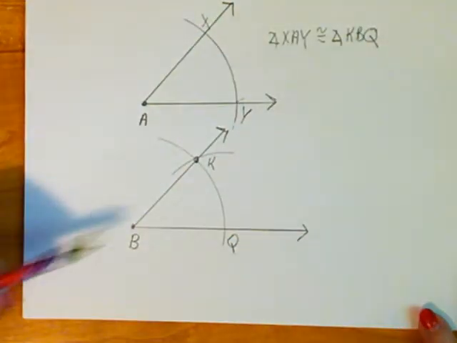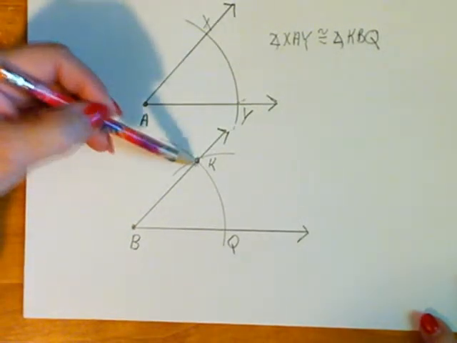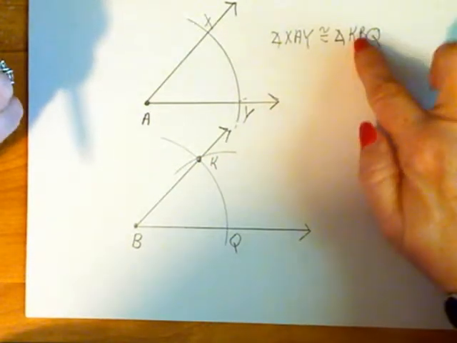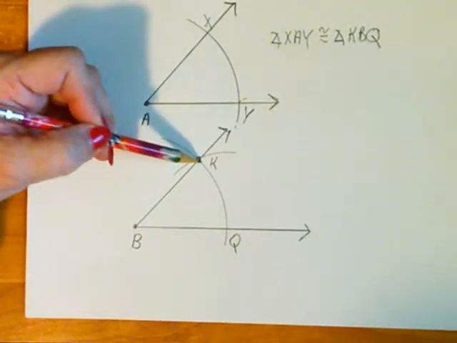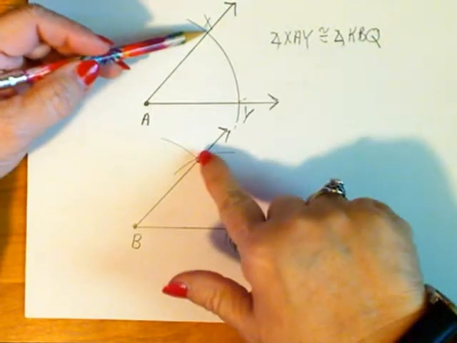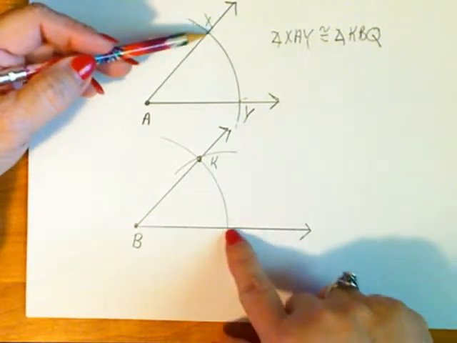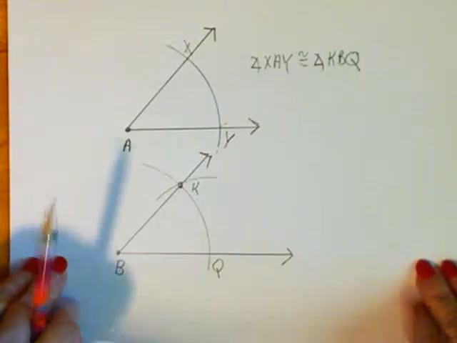Okay, now the way I have drawn them, angle XAY is congruent to angle KBQ. Now, you could have put QBK. It doesn't matter. The angles are still the same. Typically, though, I like to put angles, the points that are in the same location. But it would be equal if you did the other way as well. But those are congruent angles.